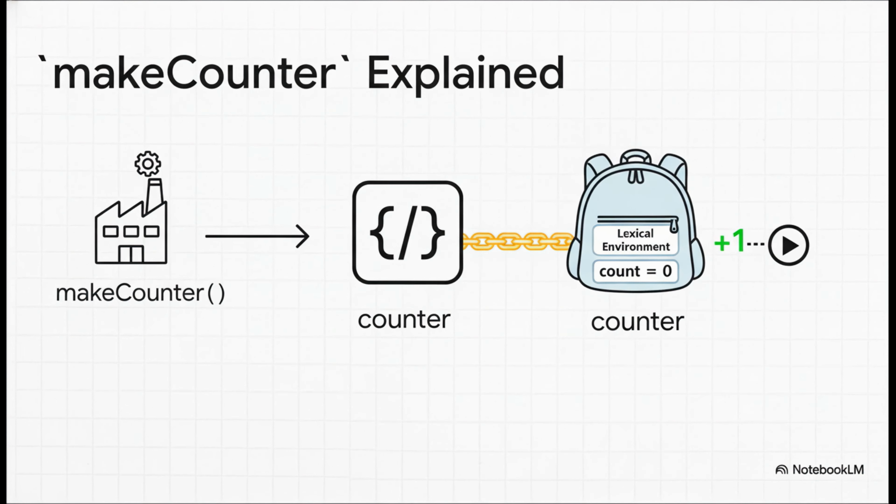The classic makeCounter example is just perfect for seeing this in action. When you call makeCounter, it creates a new backpack, and inside it puts a variable, count, set to 0. Then the function it returns has that permanent link back to this specific backpack. So even after makeCounter has finished running and disappeared, that returned function can still reach into its own little private backpack and find and update that count variable. That's the closure, right there.